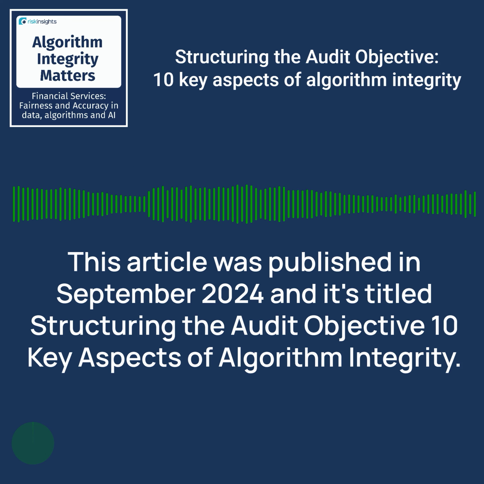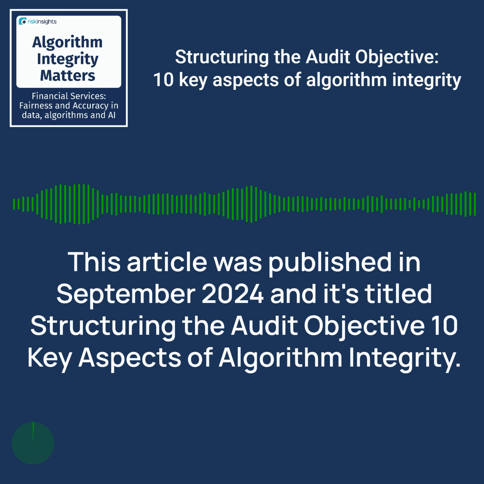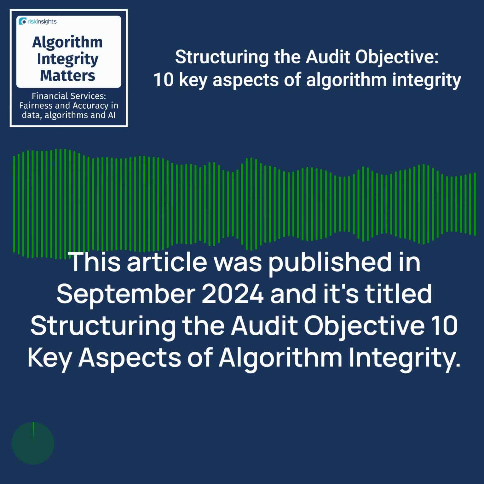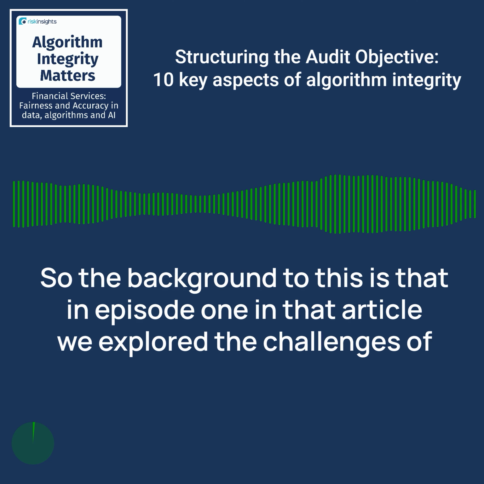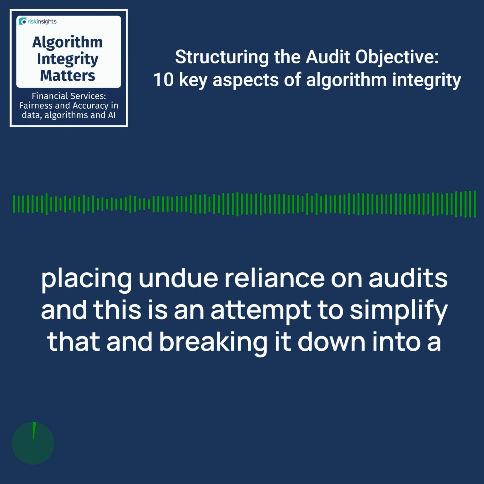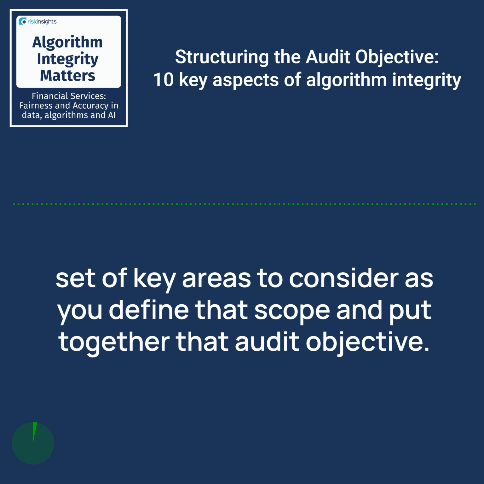This article was published in September 2024, and it's titled Structuring the Audit Objective, 10 Key Aspects of Algorithm Integrity. So the background to this is that in episode 1, in that article, we explored the challenges of placing undue reliance on audits, and this is an attempt to simplify that and breaking it down into a set of key areas to consider as you define that scope and put together that audit objective.